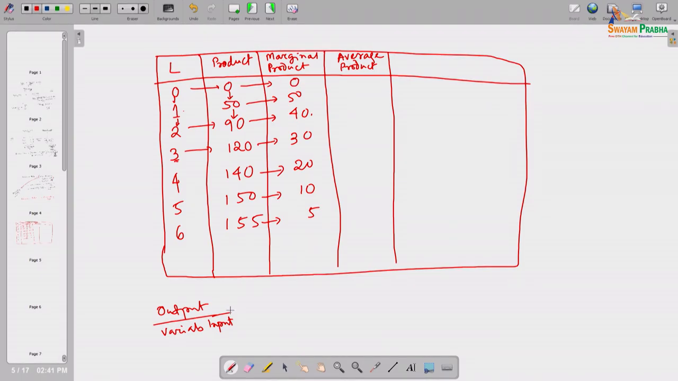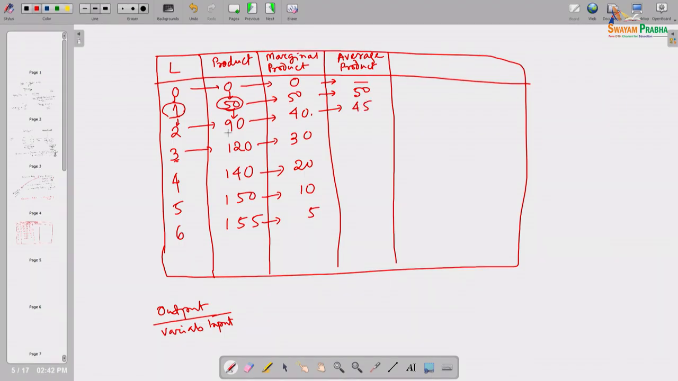For the zeroth unit, there is no output, so it is 0 by 0. We are not calculating anything, it is undefined. The average product for the first unit is basically 50. Why? Because total output is 50, number of labor is 1. So, 50 by 1. The second one is 45, average product.